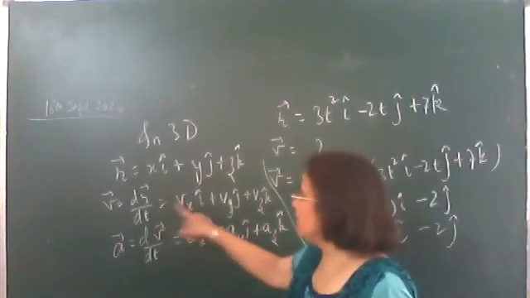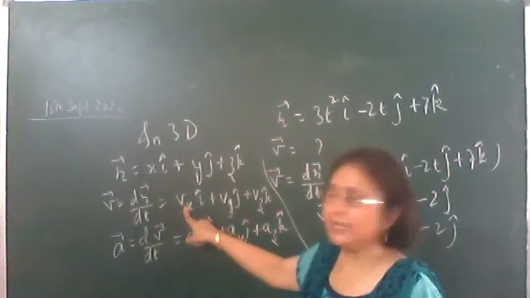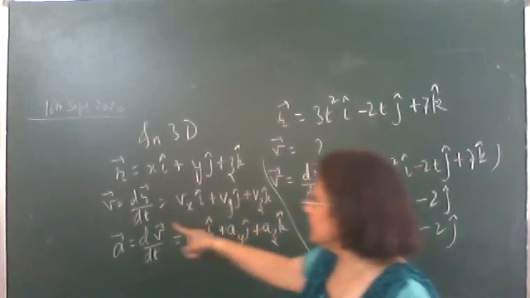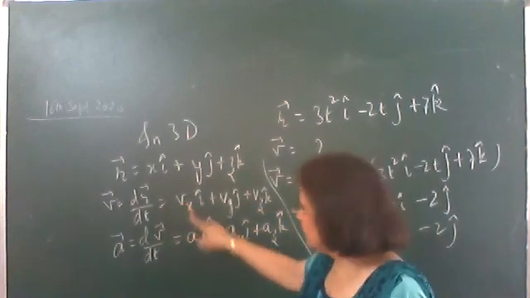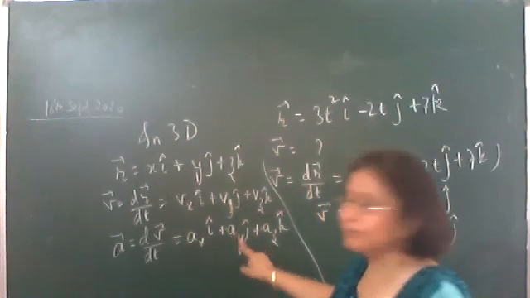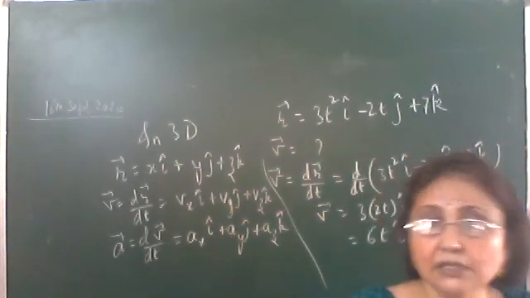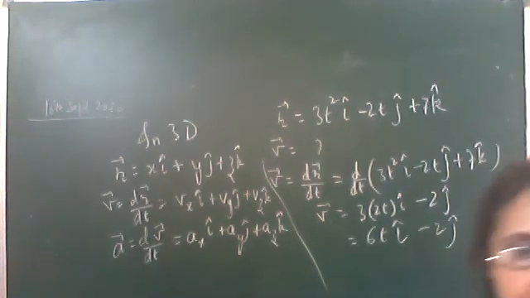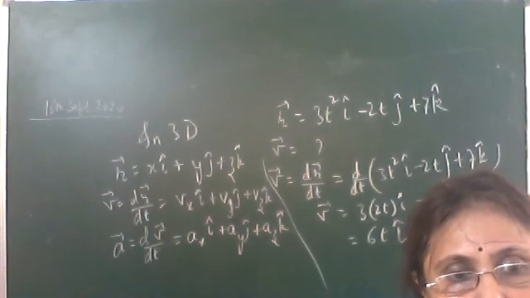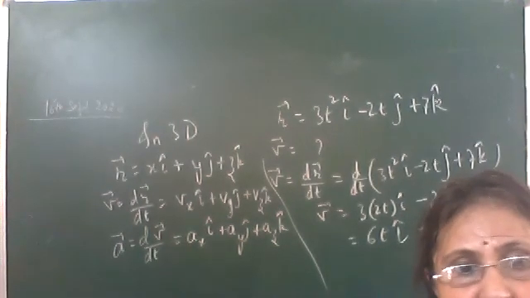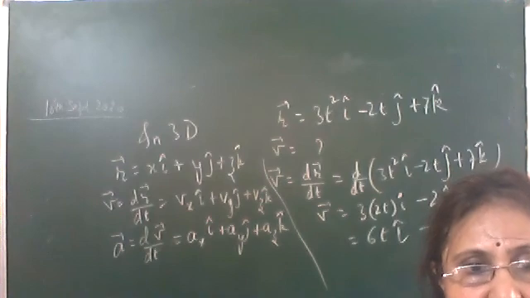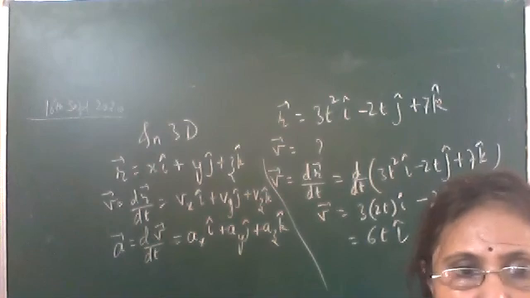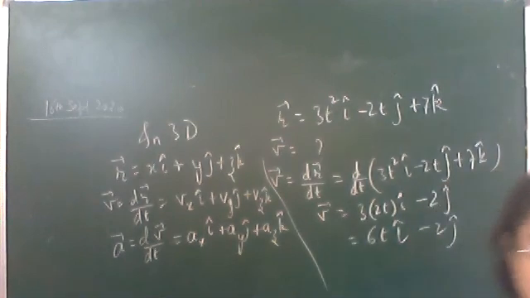d by dt of r: dx by dt is vx, dy by dt is vy, dz by dt is vz. Again you differentiate: dvx upon dt is ax, dvy upon dt is ay, and so on. Is it clear? So in 3 dimensions, the position vector can be written as x i cap plus y j cap plus z k cap. So the velocity will also have 3 components along x, y, and z axis. And the same way, the acceleration will also have the 3 components along x, y, and z axis.